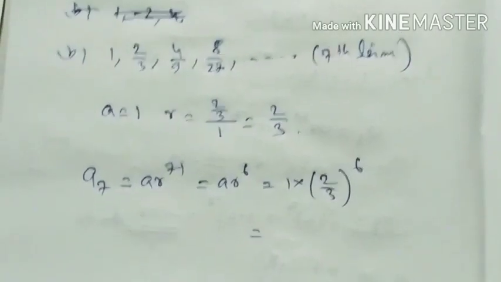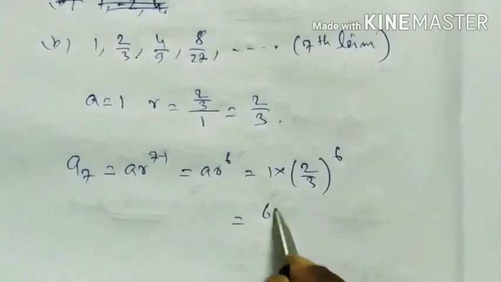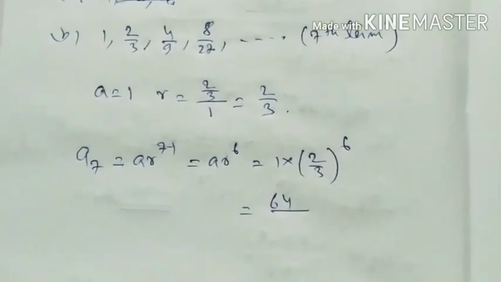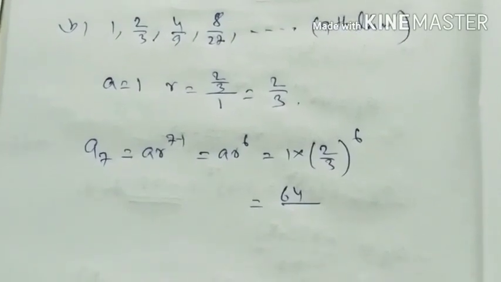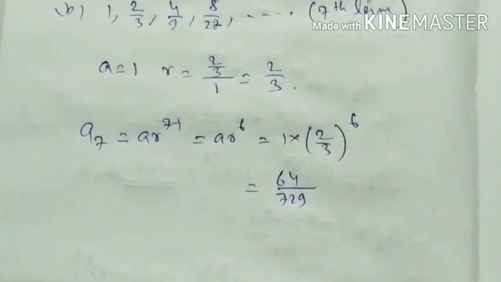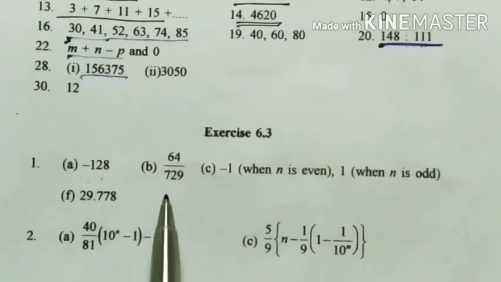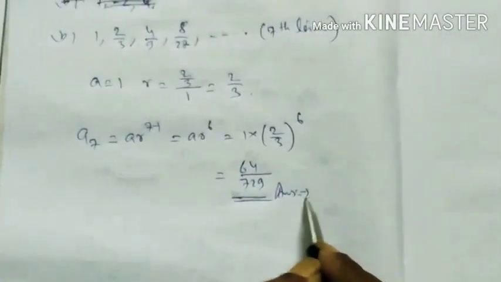I am taking the help of the calculator. 2 to the power of 6 comes out to be 64, and 3 to the power of 6 comes to be 729. So let us see the answer. The answer given is 64 divided by 729. This is your answer. So this is the second.